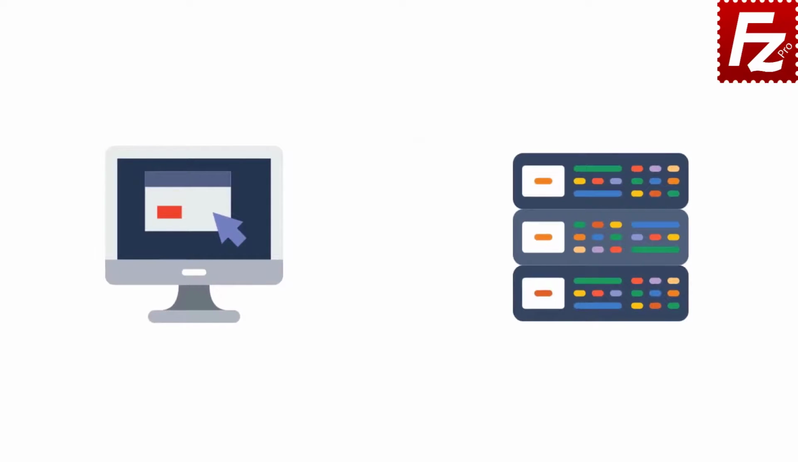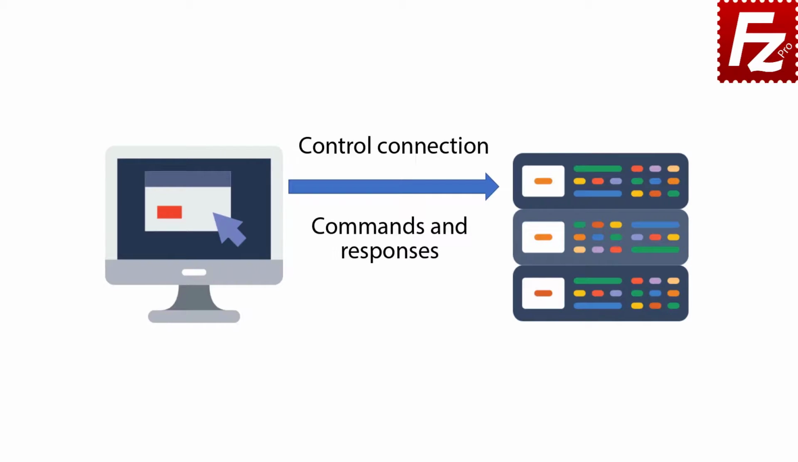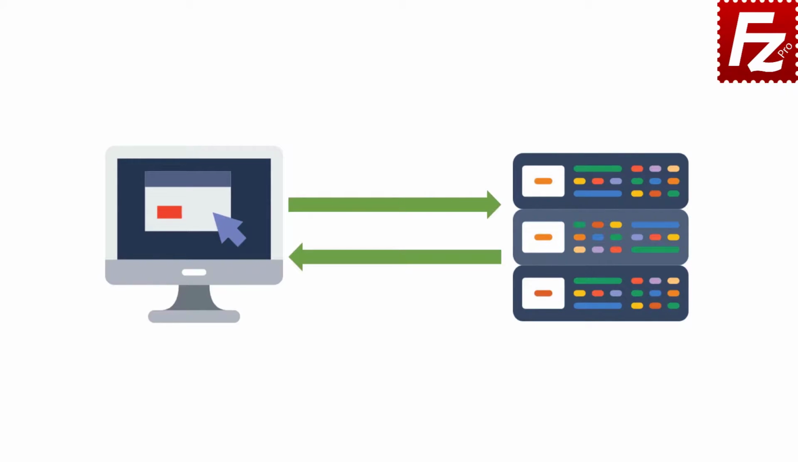The client, for example FileZilla or FileZilla Pro, sends a connection request, usually to server port 21, as per protocol specifications you find in the description. This is the so-called control connection. The control connection is used for sending and receiving commands and responses. For the transfer of files and folder contents, separate data connections are used. These can be established in two ways.